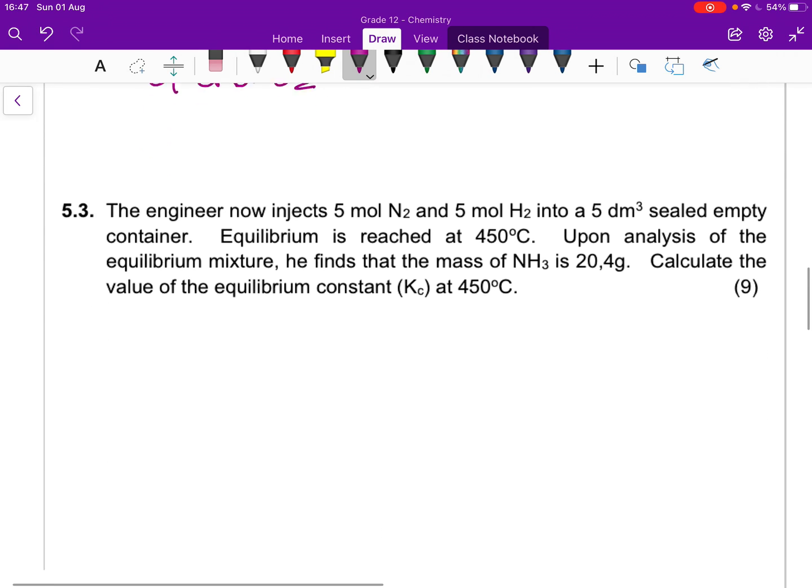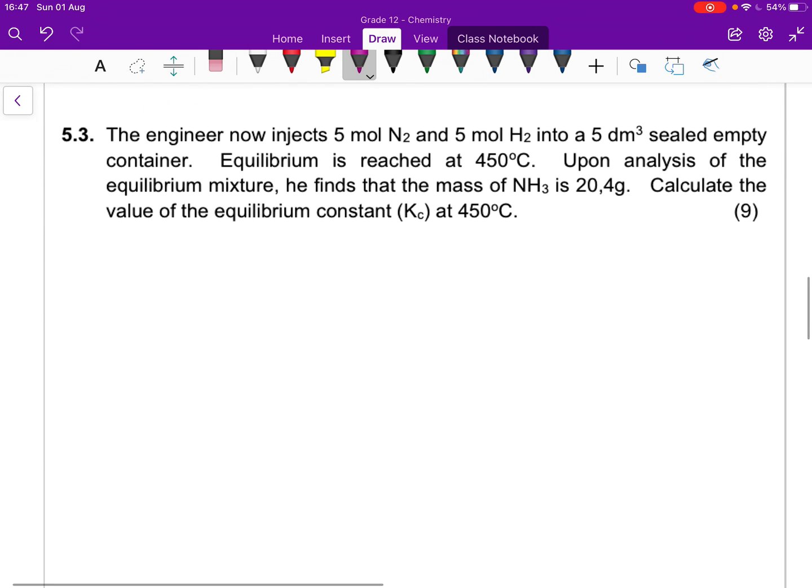Perfect. Now we get to the questions we really like, right? The engineer now injects 5 moles of nitrogen and 5 moles of hydrogen into a 5 decimeter cubed container. The equilibrium is reached at 450 degrees. Upon analysis, he finds that the mass of NH3 is 240 grams.